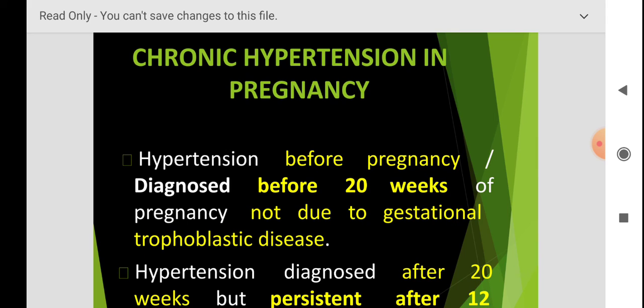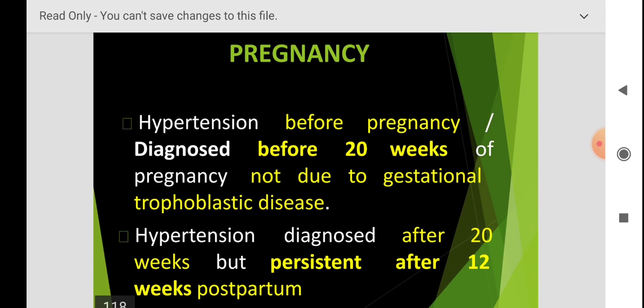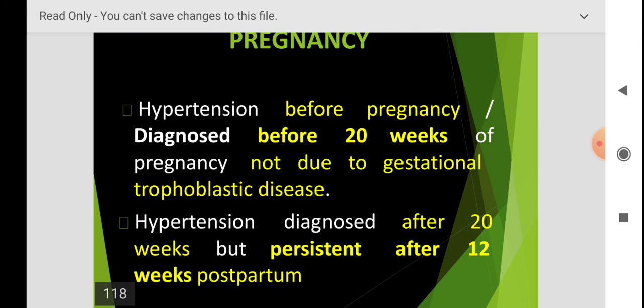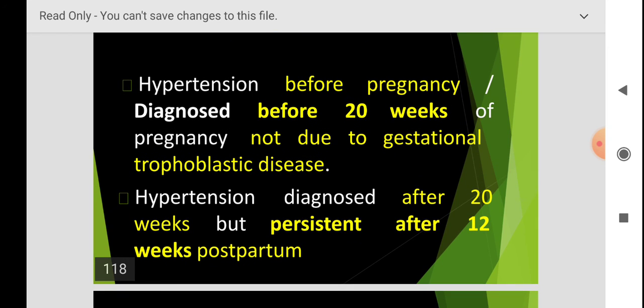Chronic hypertension in pregnancy. When do you say it is chronic hypertension? Hypertension diagnosed before pregnancy, or diagnosed before 20 weeks of gestation, not due to gestational trophoblastic disease. And if hypertension is diagnosed after 20 weeks but persistent after 12 weeks postpartum.